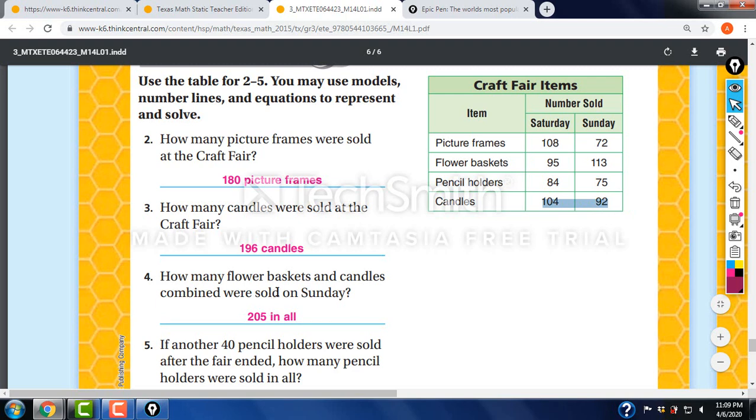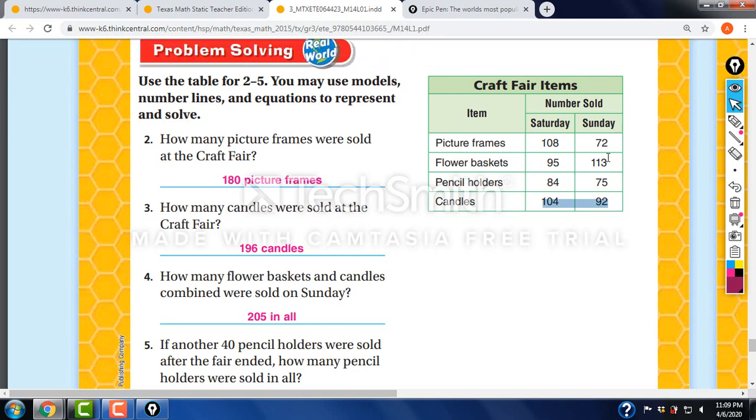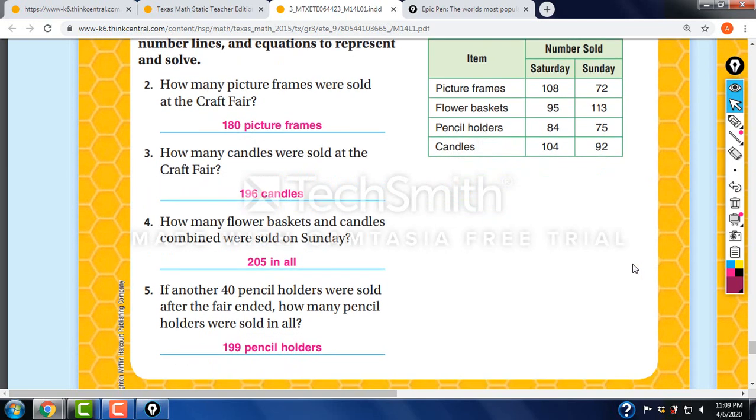How many flower baskets and candles combined? They were sold on Sunday, so you just have to look at Sunday. Flower baskets is here and candles is here. You should add those two. That should have gotten your answers right there.